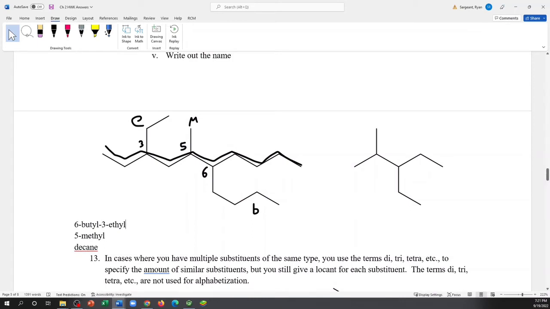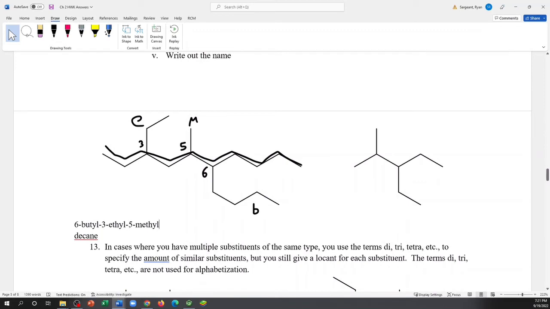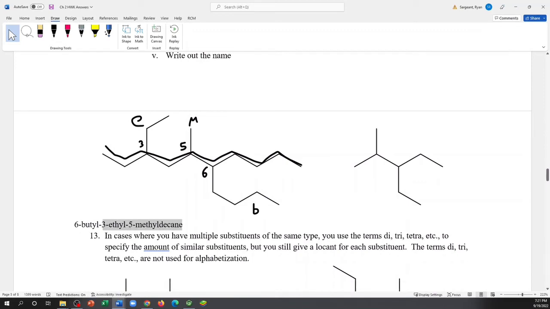Numbers are separated from letters by hyphens, and then letters just run right into other letters. So this is the correct name for this compound by building it out as an ethyl, a methyl, and a butyl, and a decane, and then putting the pieces together. Notice the parent chain doesn't get alphabetized. It always goes at the end, regardless of the alphabetic priority. Alphabetization only matters for the substituents.